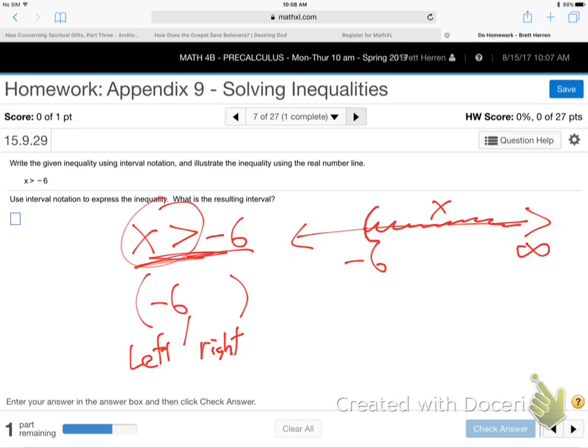It's infinity, huh? Both get parentheses, don't they? We always put a parenthesis next to infinity. So there we go. Is that good? Questions on that one?